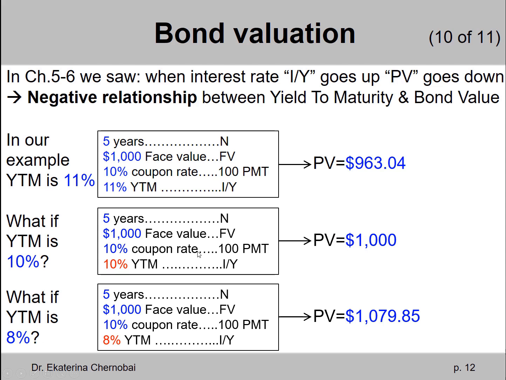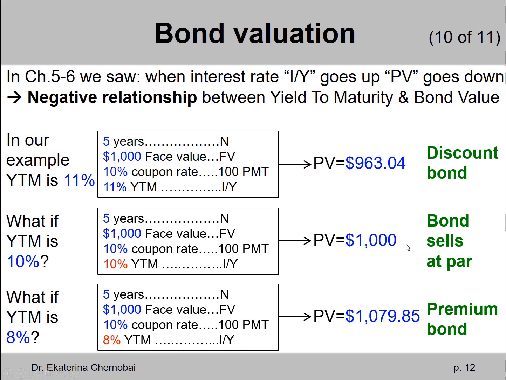So if you know this trick, if you're given the same percentages for the coupon rate and the yield to maturity, don't even spend your time calculating the bond value. $1,000 is your answer. We also say that the bonds that sell at $1,000, which is their face value or par value, these bonds sell at par. If they sell for less than their par value, then they are known as discount bonds, right?